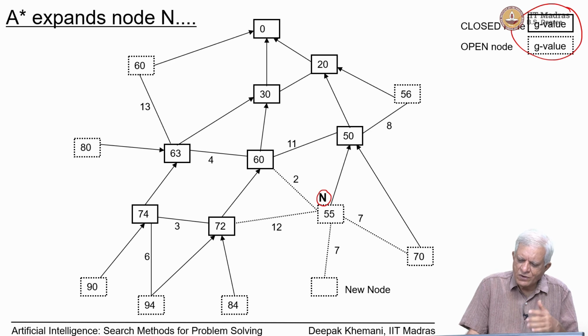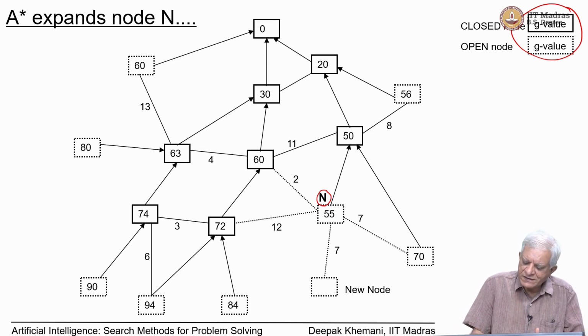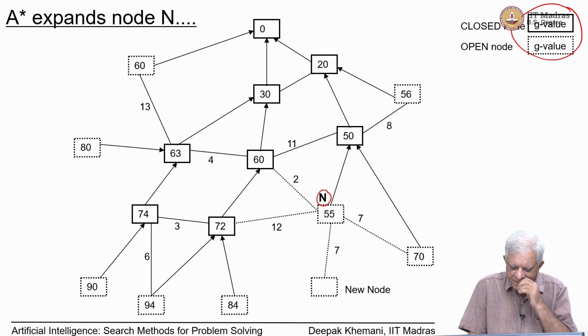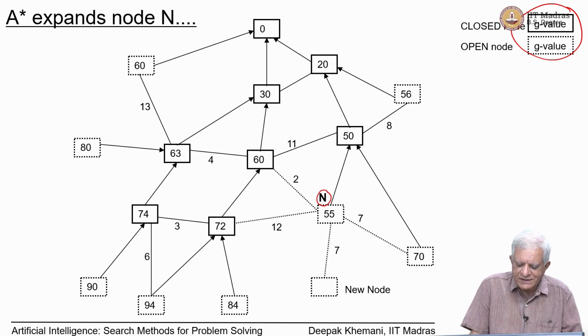The nodes on closed are the ones with solid lines and the nodes with dotted edges are the nodes which are on open, and A star always picks the cheapest node from open. So, let us say that that is n. It has a g value of 55. It will generate its neighbors. So, these are the neighbors that it has, and all the three cases that we talked about will come into play here.